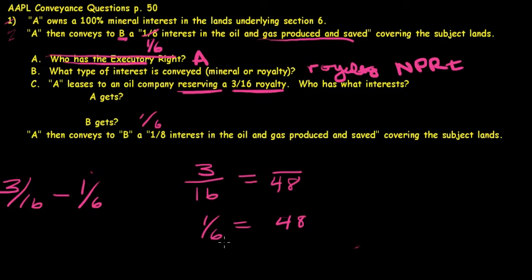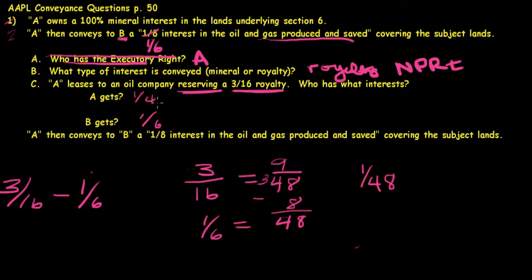So then let's look at what this is. 6 goes into 48. We know that's 8 times. 8 times 1 is 8. 16 goes into 48 3 times. 3 times 3 is 9. So we've got 9/48 minus 8/48. So we know that's going to be a 1/48 interest is what A is going to get.